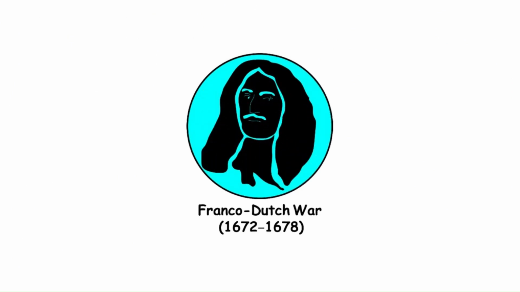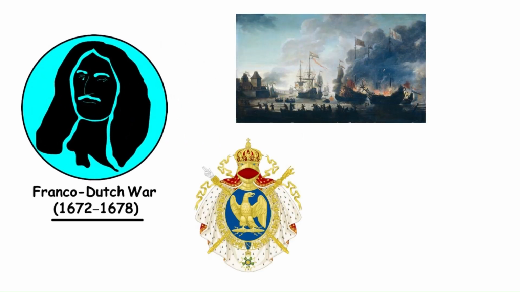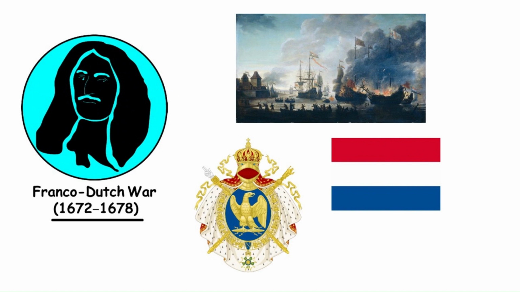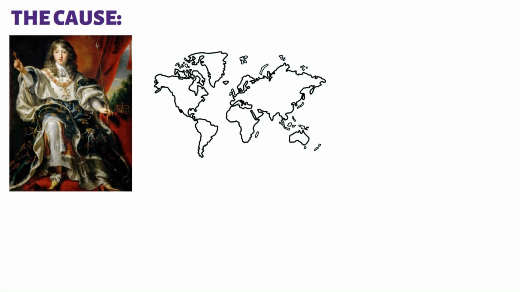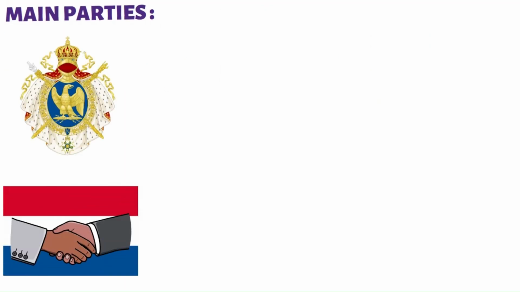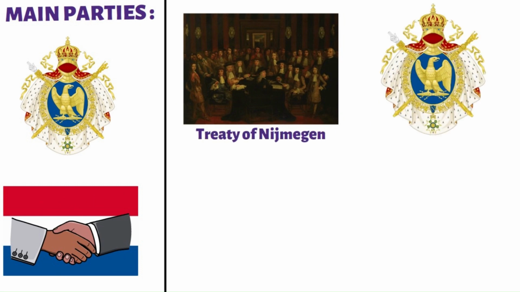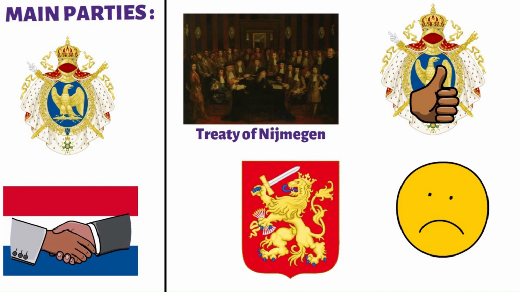Franco Dutch War, 1672 to 1678. The Franco Dutch War was fought between France and an alliance of the Dutch Republic, Spain, and the Holy Roman Empire. The cause was Louis XIV of France's ambition to expand his territory and weaken the Dutch Republic. The main parties were France and the Dutch-led coalition. The war concluded with the Treaty of Nijmegen, where France gained some territories but failed to decisively defeat the Dutch.